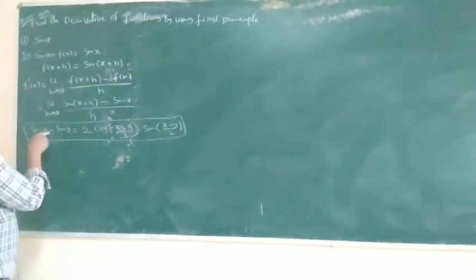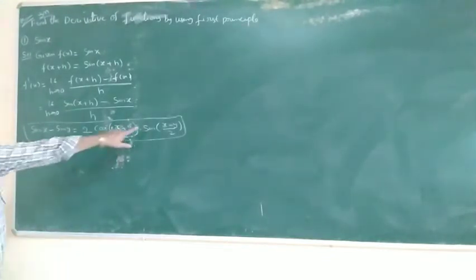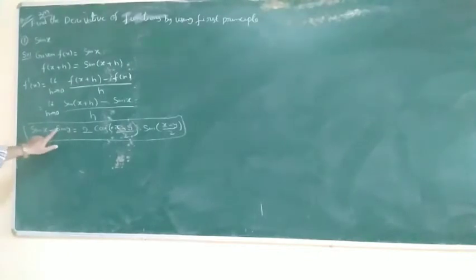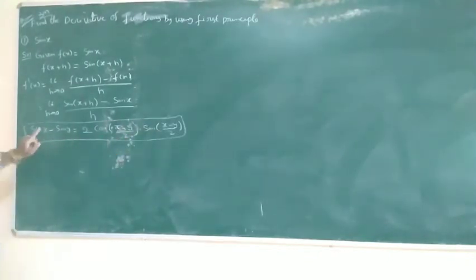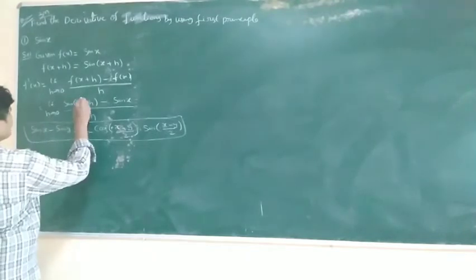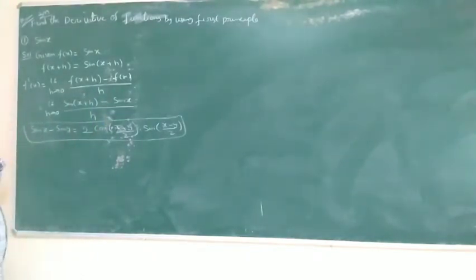Sin in between plus means first cos after sin. Sin in between plus means two same: first sin, next cos. Sin in between minus, first cos, next sin. Okay, here what is x? This is x, this is y, x plus y.